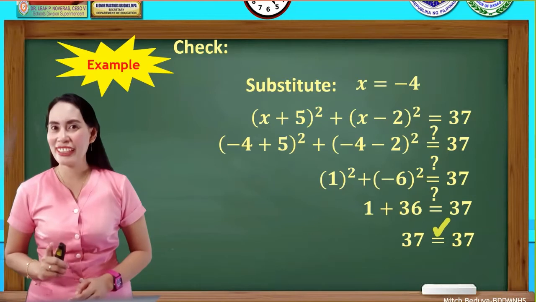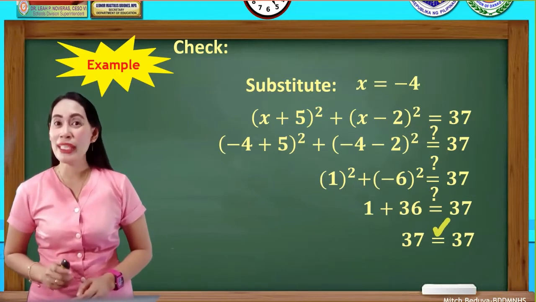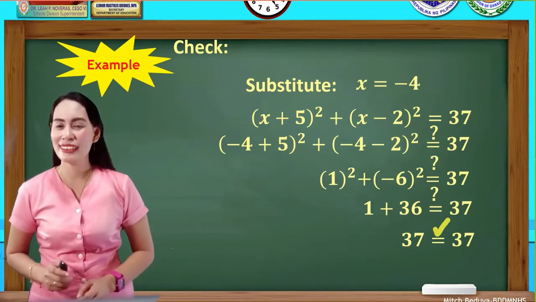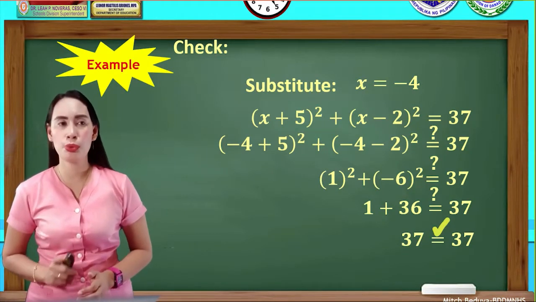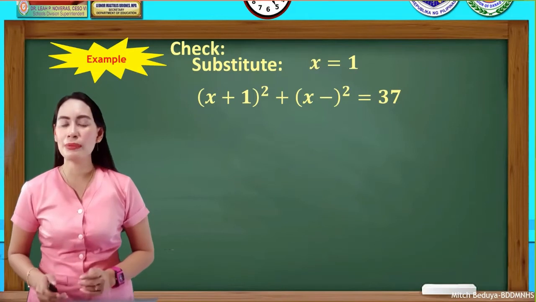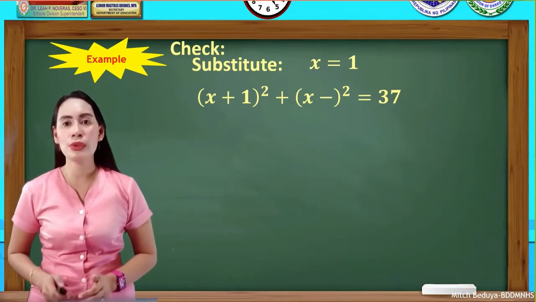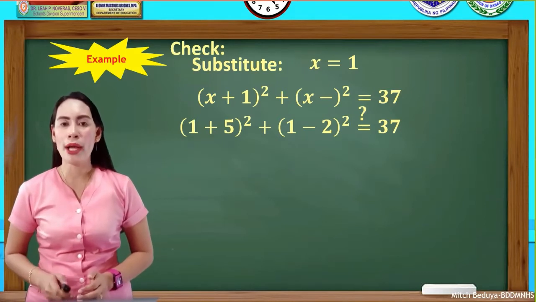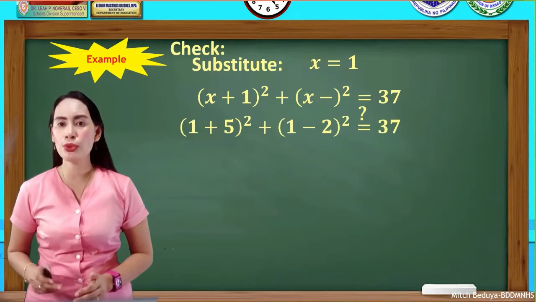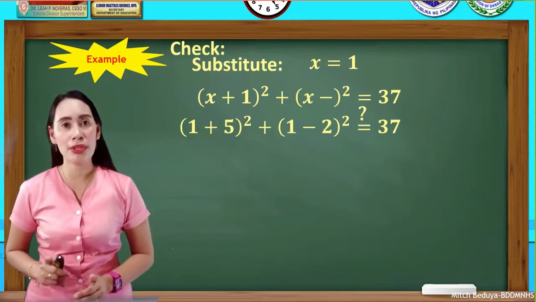Yes, 37 is also equal to 37. Negative 4 can make the equation true. Next, we will substitute 1 for x in the original equation. So we have the quantity of 1 plus 5 squared plus the quantity of 1 minus 2 squared. Is it equal to 37?